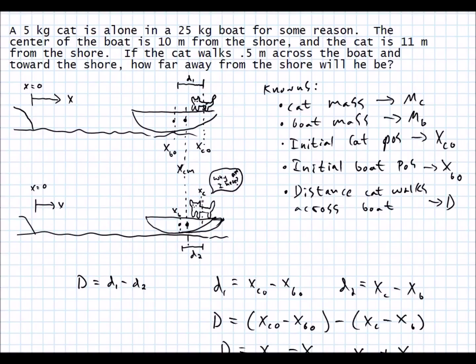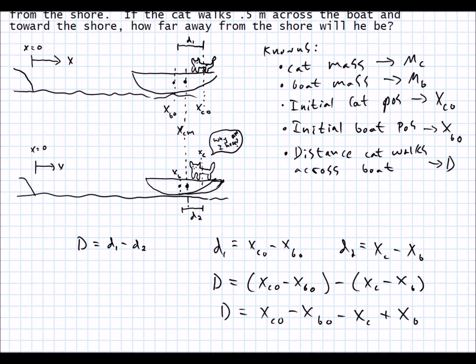The final position of the cat, xc. Not xc initial where they started, but xc where he finished will be his position. So it will be his distance from the shore, since the shore is an x of 0. So we need to set our sights on finding xc. Well, let's see if we can do it.